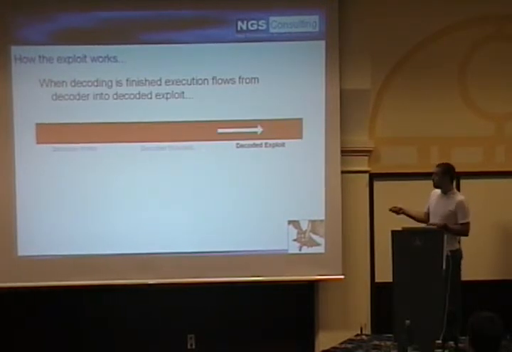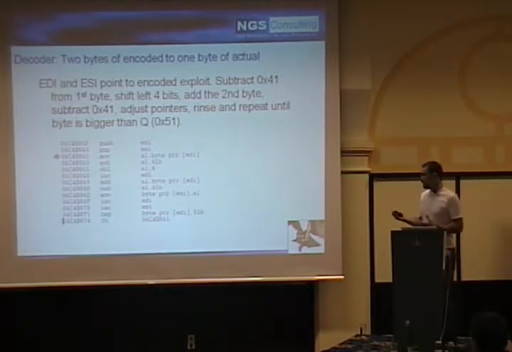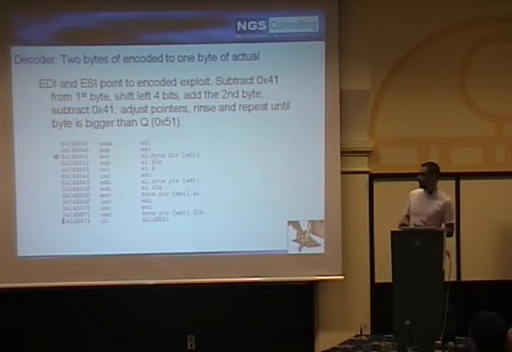And eventually the decoder finishes and we continue execution from there onwards. So that way we can get our arbitrary code across without having to worry about there being characters greater than 0x7F.